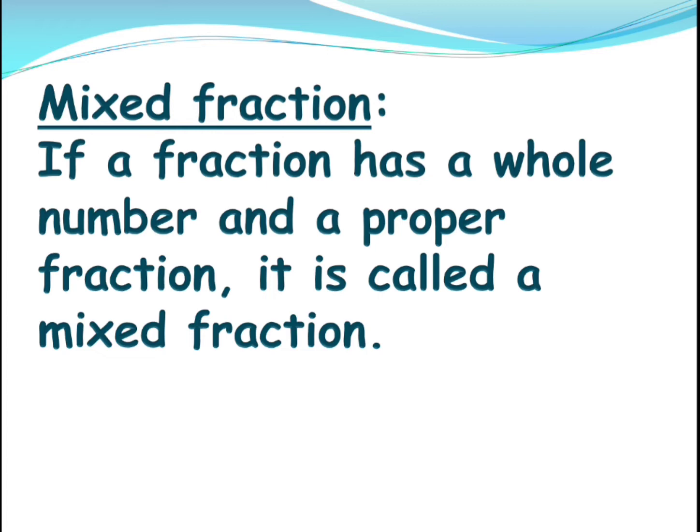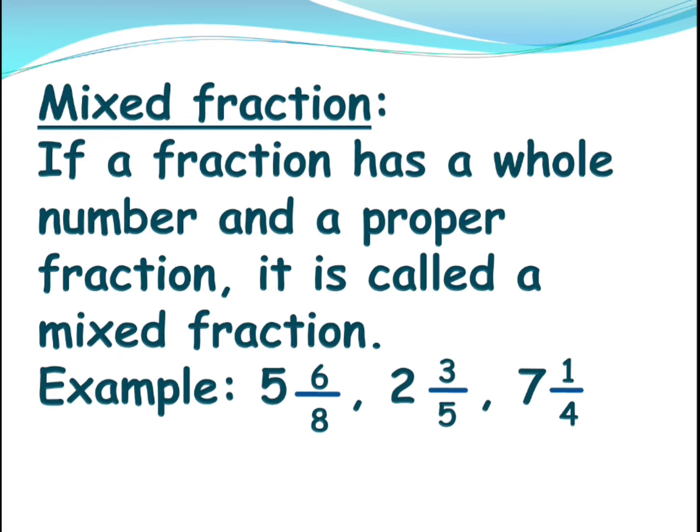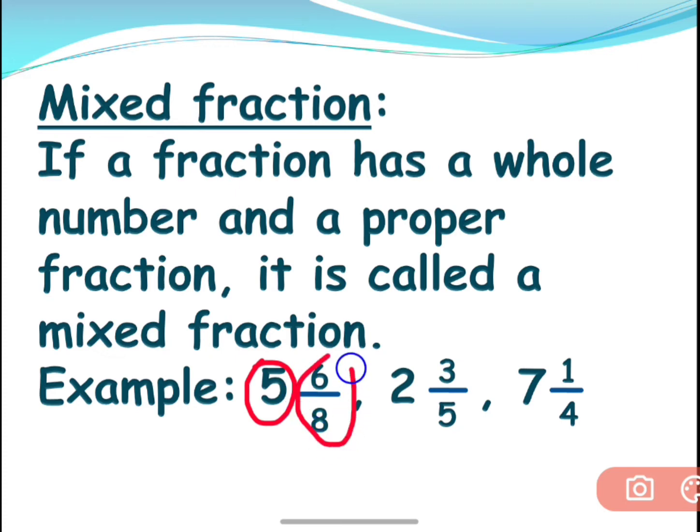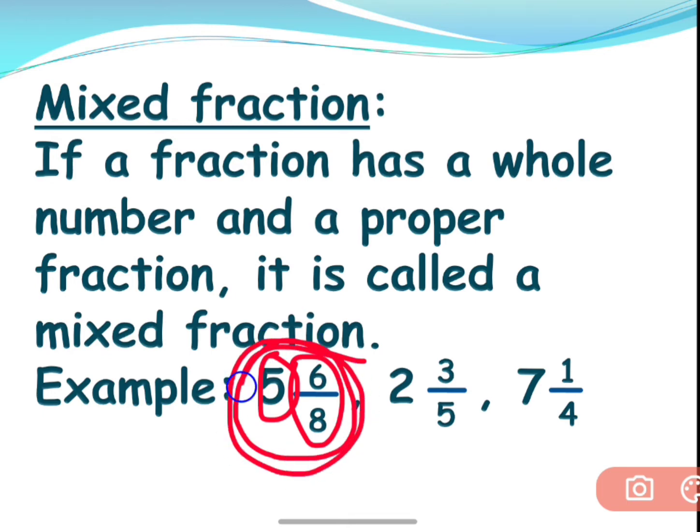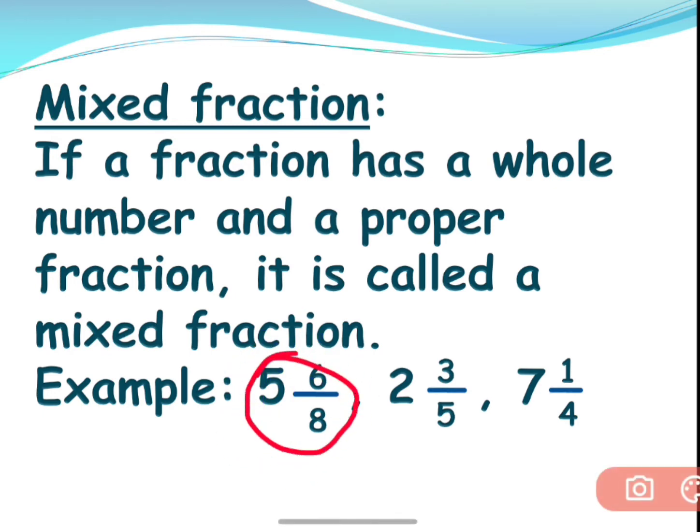Okay, so if a fraction has one whole number and a proper fraction, then that complete whole number and that fraction together is called a mixed fraction. Okay, let's see some examples here. See, 5, 6 by 8. So 5 is your whole number and you have a proper fraction here, 6 by 8. So 6 is small when compared to the denominator, 8. So that means 6 by 8 is a proper fraction, isn't it? So here you have a whole number and a proper fraction. So together it is called a mixed fraction. Okay, together it is a mixed fraction.